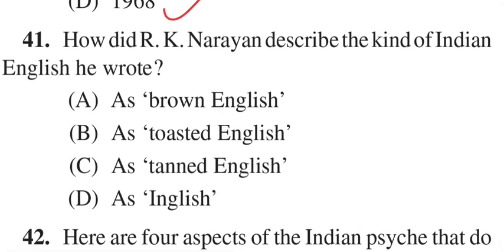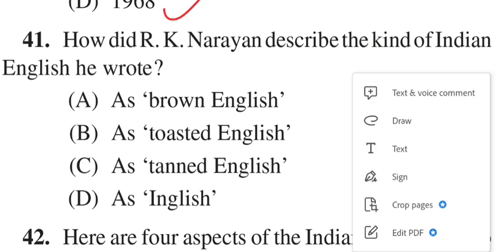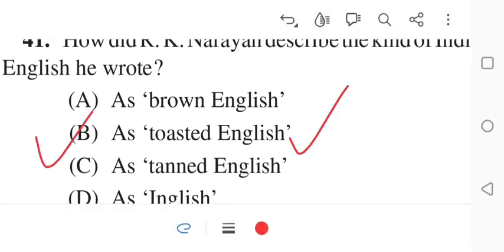Number 41. How did R.K. Narayan describe the kind of Indian English he wrote? As brown English, as toasted English, as tanned English, as baked English. R.K. Narayan, you must have heard, that is for sure. And he is known for his works like The Guide, Swami and His Friends, like that. So what is the correct answer? 41. Correct answer is B. He has said that the Indian English he wrote is toasted English.